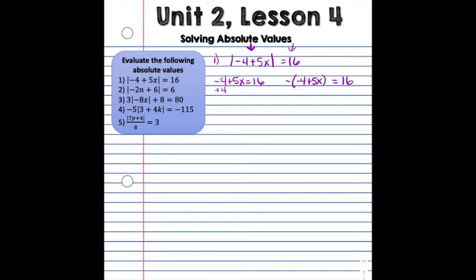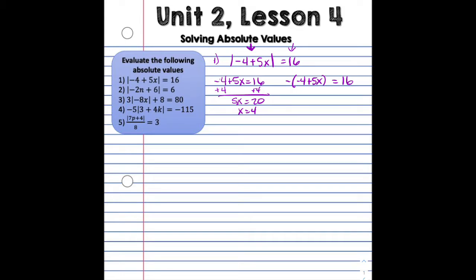So over here, I'm going to have to add 4 to both sides. So 5x equals 20. X is going to equal positive 4. This is one of my options for this absolute value. One of my x-intercepts. Remember, when we're solving for x, that's where we're crossing the x-axis with this graph.